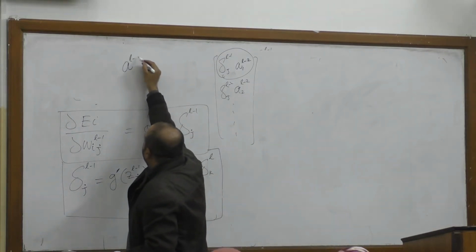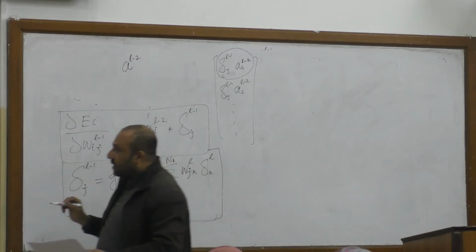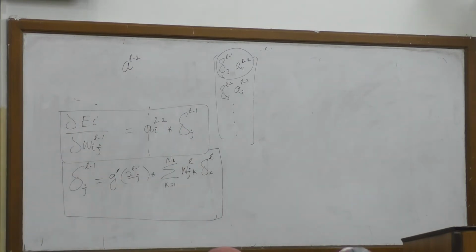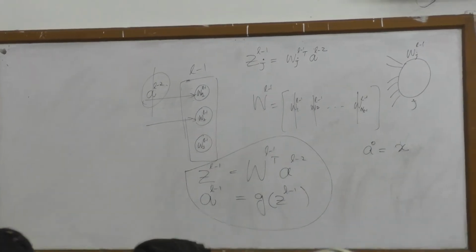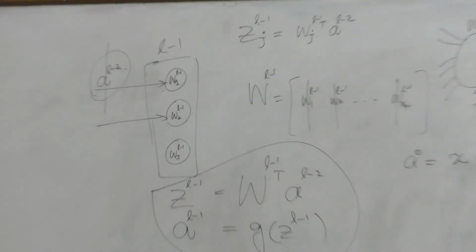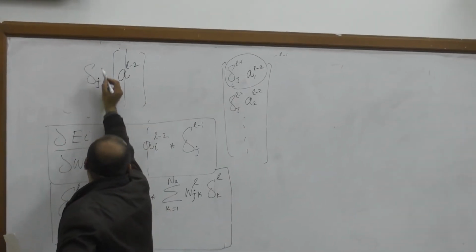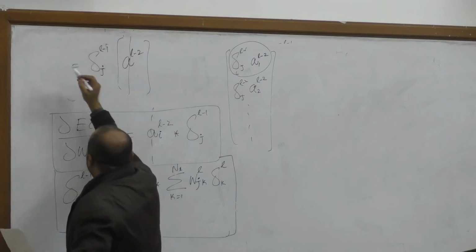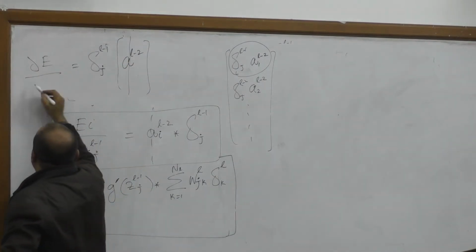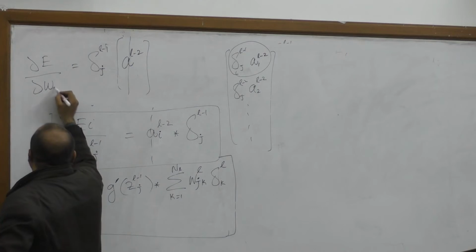Yes. And this vector can be achieved by having this A L minus 2, which is a column vector, times this scalar. Yes. And this is actually the derivative of error with respect to all the weights of j.